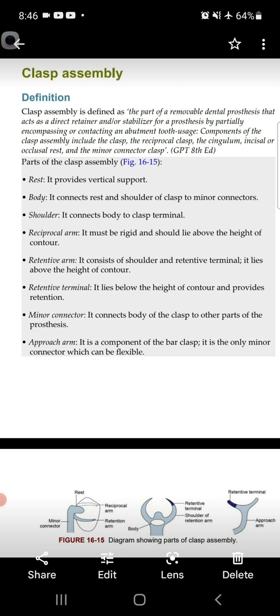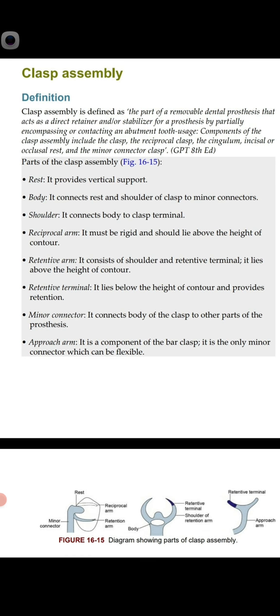Now, come to the retentive arm. It consists of shoulder and retentive terminal. It lies above the height of contour. Remember, reciprocal arm always must be rigid and given above the height of contour. Next is the retentive arm. It is also given above height of contour, but the retentive terminal will always be below height of contour. This is an MCQ point. Look at diagram. Retentive arm consists of shoulder and retentive terminal. Next is the retentive terminal. It lies below the height of contour and provides retention. Therefore, it is given below the height of contour in order to provide retention.